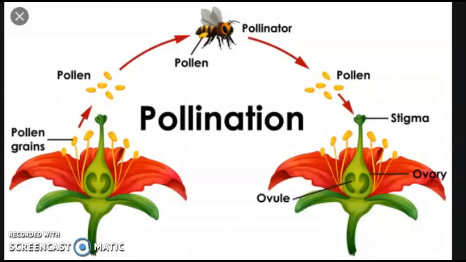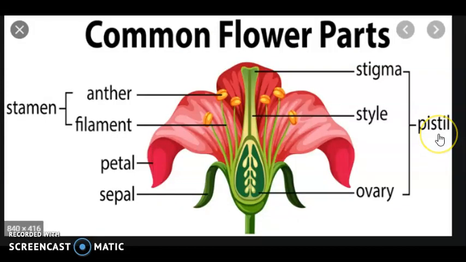Pollination does not confirm the transfer of the right type of pollen grain. Sometimes the wrong type of pollen grains also land on the stigma. The pistil has the ability to recognize and accept the right or compatible pollen grains of the same species, and the wrong type of pollen grain is discarded by the pistil.